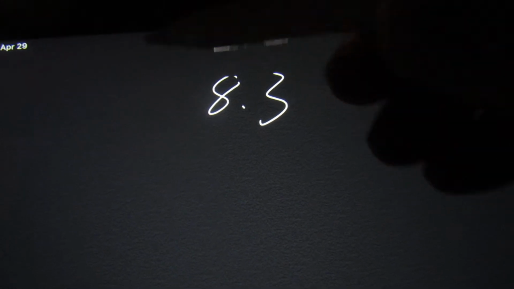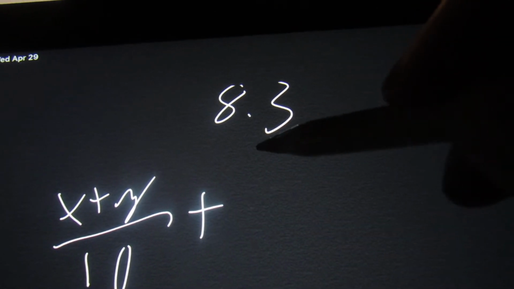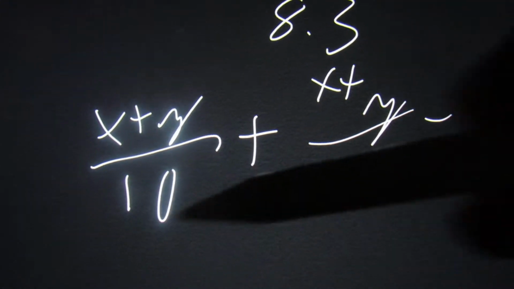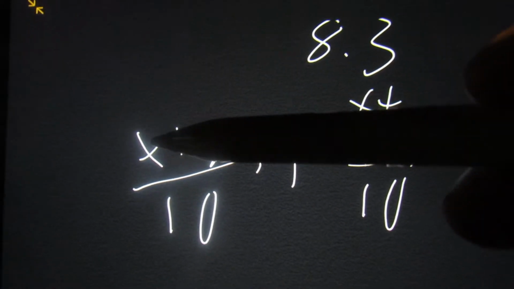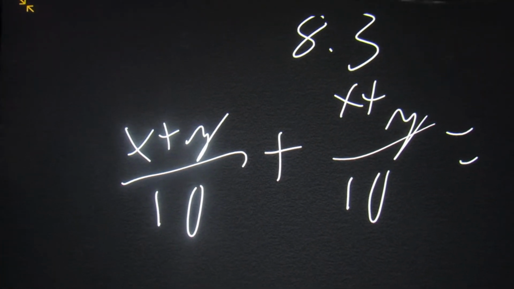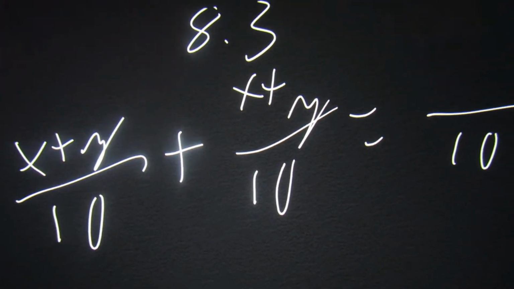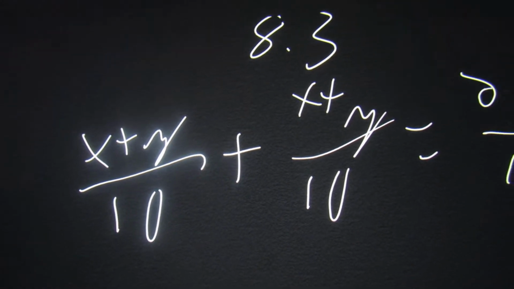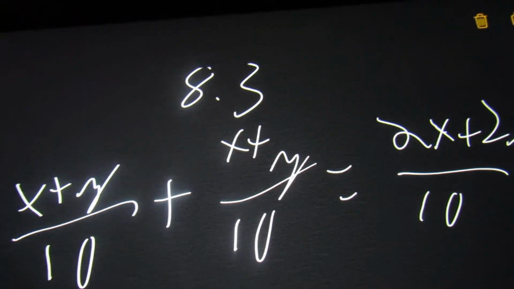So that's the important thing here, is that we will have to simplify everything. So the first one I'm going to do is x plus y over 10 plus x plus y over 10. So they both have 10 in the denominator, so we're going to keep the denominator and we're going to add x plus y plus x plus y. And we're going to do this just like we did before when we were adding and subtracting polynomials. So x plus x is 2x, y plus y is plus 2y.